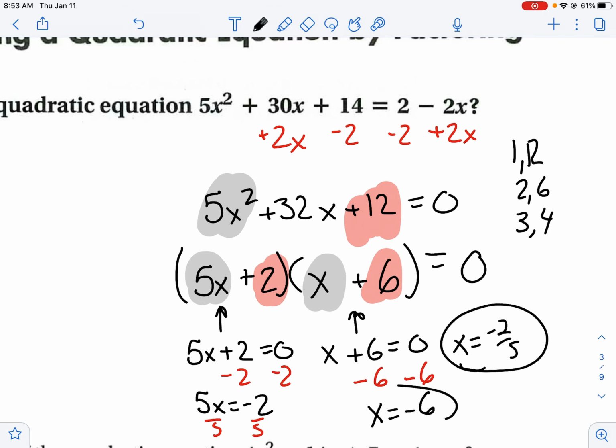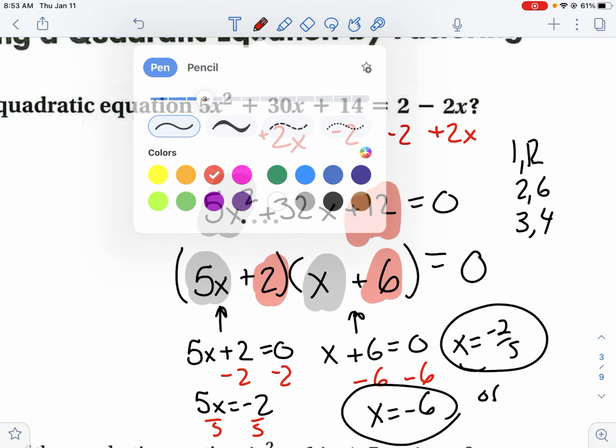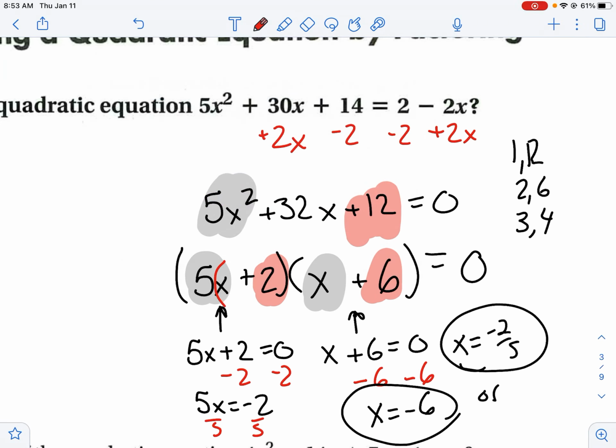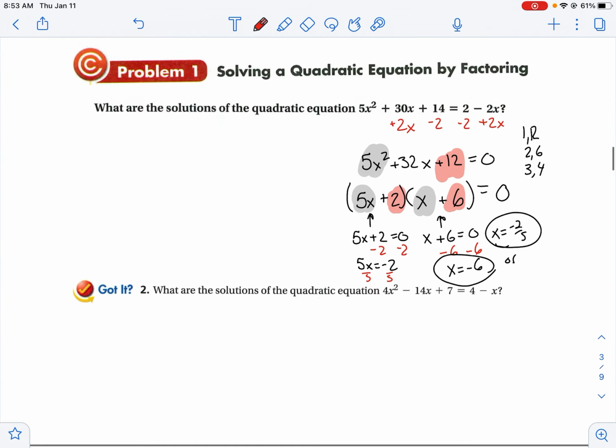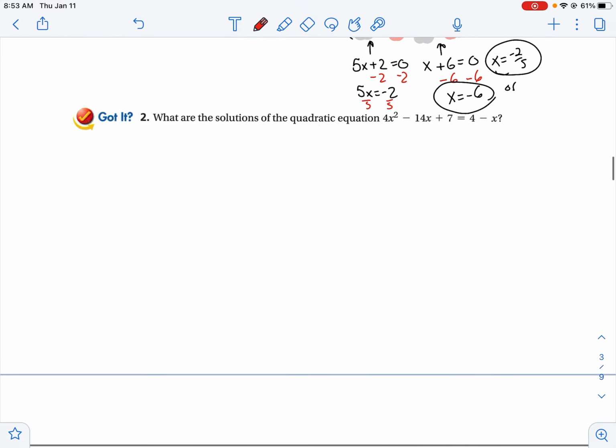Then our solutions are these. Either of these work. And you'll notice the negative 2/5, which is negative 0.4, if you put it in here, the 5 and the 5 cancel out, and negative 2 plus 2 is 0. See how it works? It makes the whole left-hand side 0. Let me show you a couple more examples.